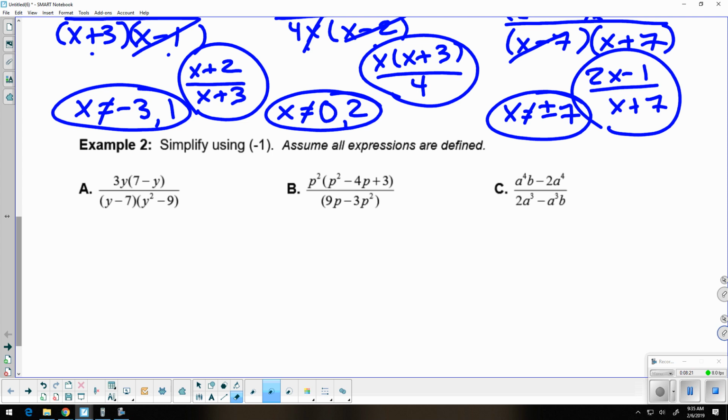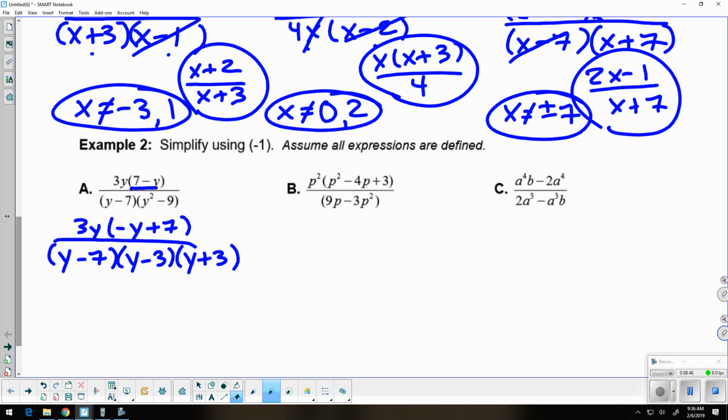So for example, in example 2a, look at the top part, my numerator. I got 3y, and then in parentheses we have the 7 minus y. Technically, this isn't even in standard form. Technically speaking, what that should be is 3y, and then negative y plus 7. So I'm just going to start factoring. We got y minus 7 in the bottom, and then we also have y minus 3, y plus 3 when we factor the difference of squares.